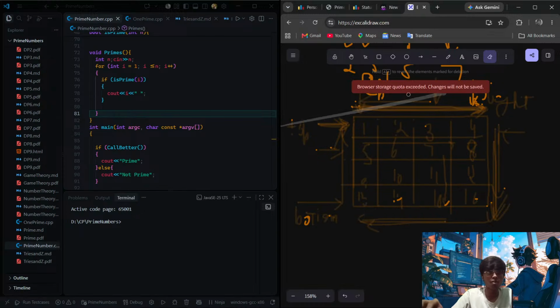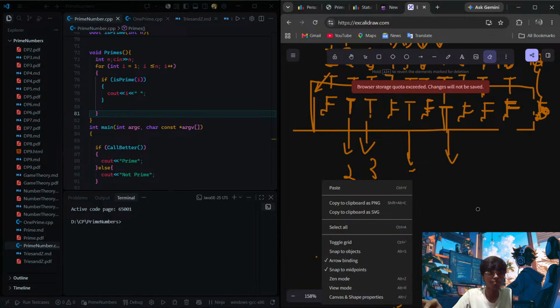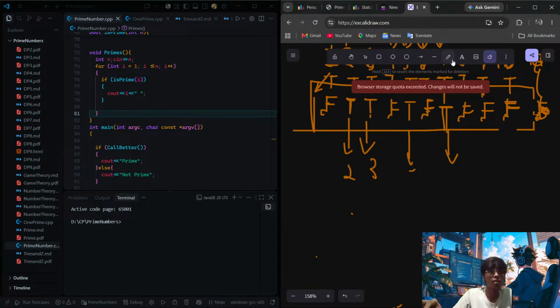So let's try it again. One thing we are understanding here is that we already know about primes. Okay, 5 and 7.